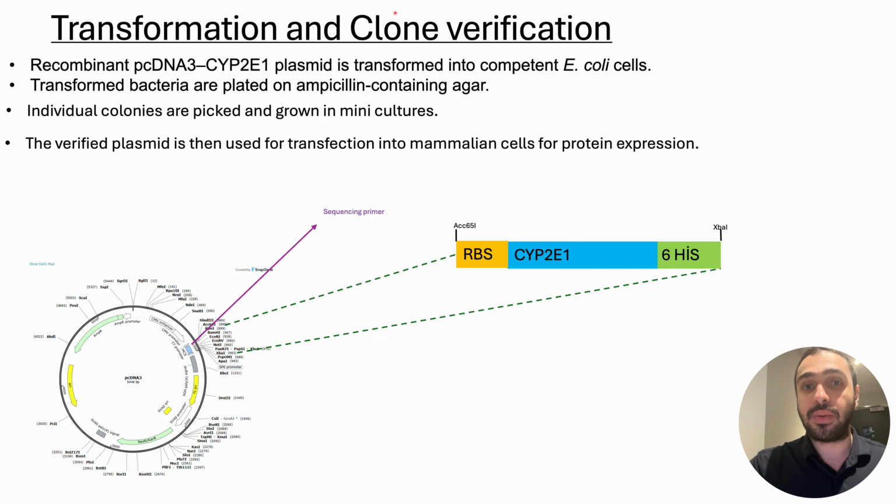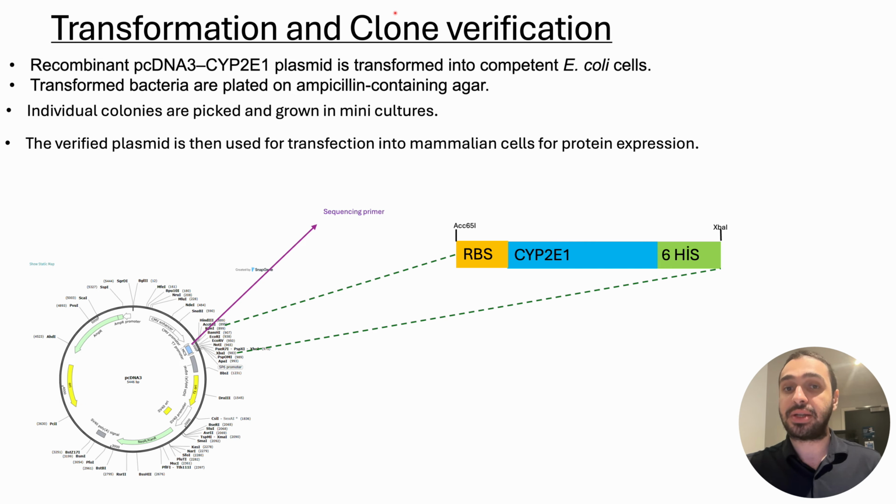After ligation, the recombinant plasmid is introduced into competent E. coli cells by transformation. The transformed bacteria are plated on agar containing ampicillin, so only cells that have taken up plasmids can grow. Because not all plasmids necessarily contain the gene of interest, bacterial colonies are screened to identify correct clones. Individual colonies are picked into mini cultures and plasmid DNA is isolated using a mini-prep procedure. The extracted plasmids are digested with the selected restriction enzymes and analyzed by agarose gel electrophoresis.